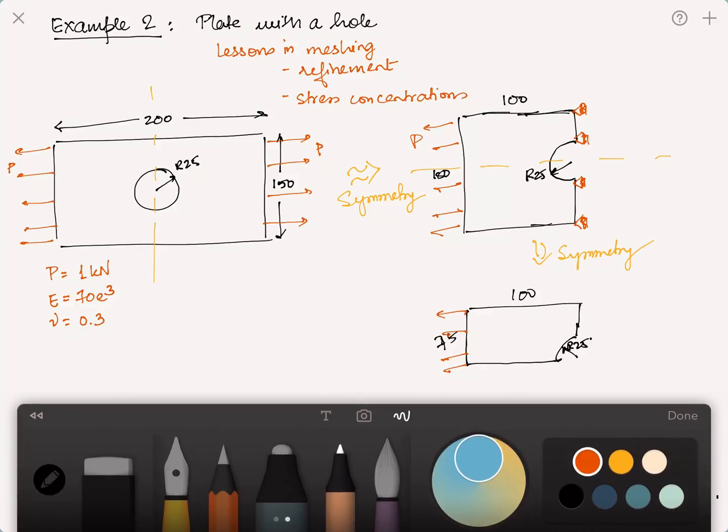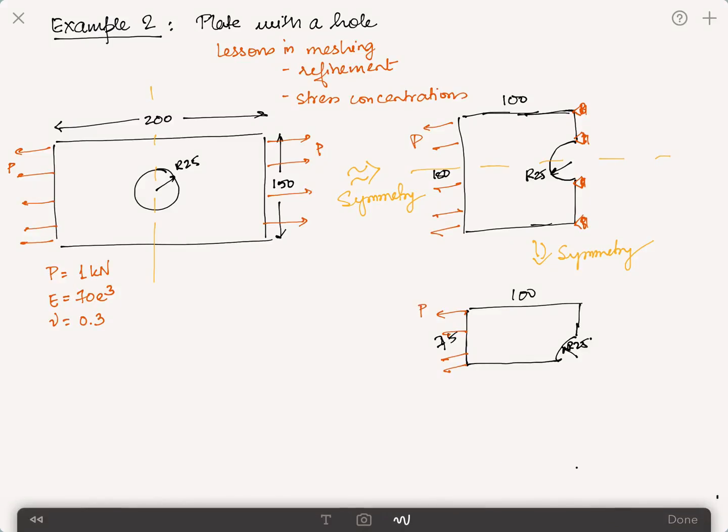Well, I think the load would be pretty high if we use 1 kilonewton per millimeter, but we could keep it just as a representative value. Nothing changes here. So now this would become your final model.